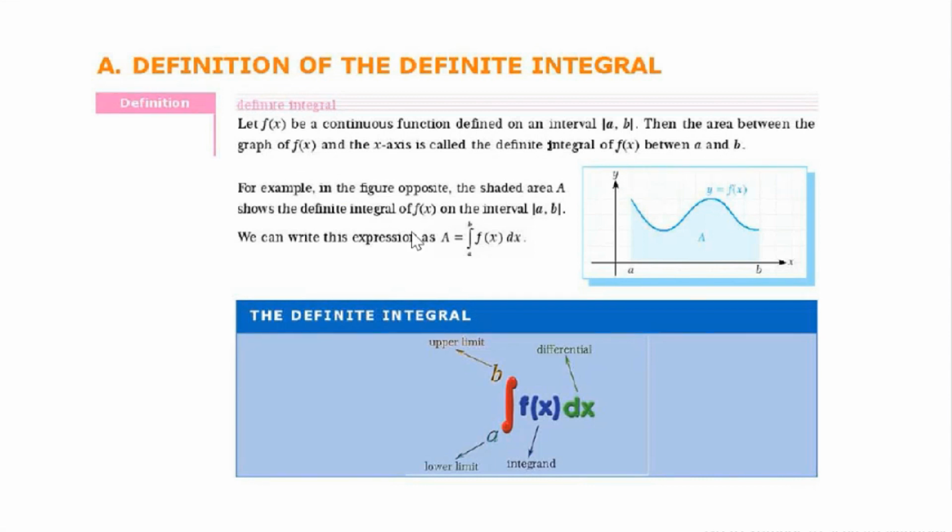For example, in the figure opposite, the shaded area A shows the definite integral of f of x on the interval [a, b]. So we can write this expression as A, which stands for the area, is equal to the integral of f of x dx from a to b. This is the illustration of the graph, and this is the area from a to b. In the definite integral, we have the lower limit a and the upper limit b. We know that f of x is the integrand and dx is the differential.